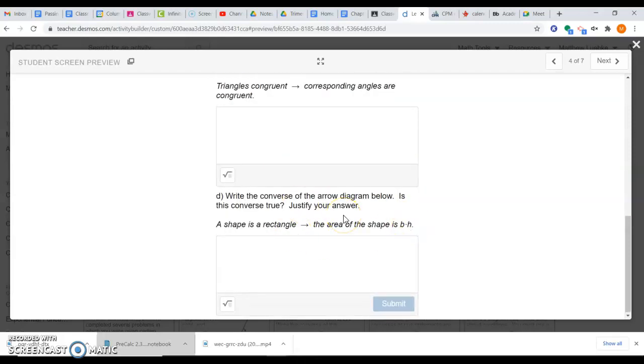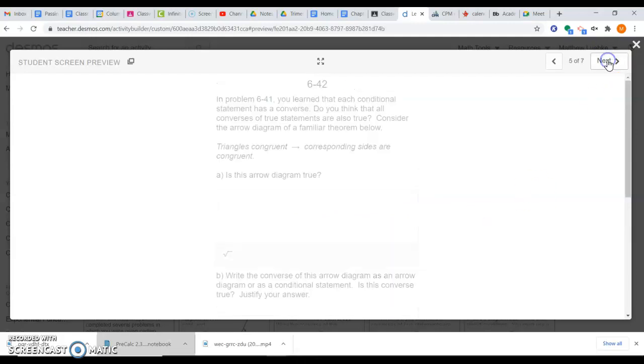Lastly, we have D here. It says, write the converse of this arrow diagram. Is the converse true? Justify your answer. So the statement is, if a shape is a rectangle, then the area of the shape must be base times height. Write the converse of that, determine if it's true or not.